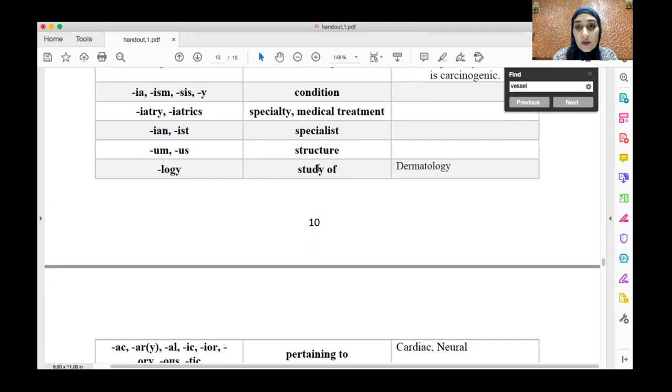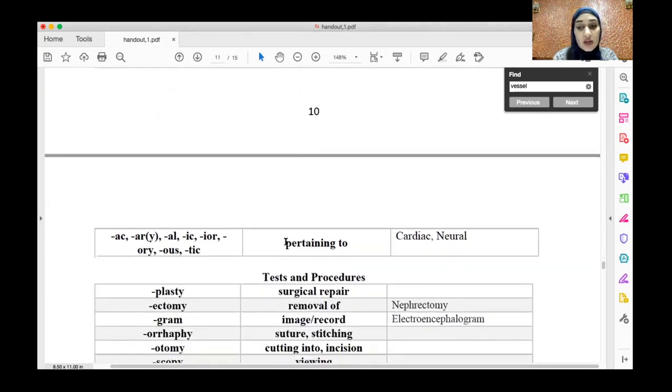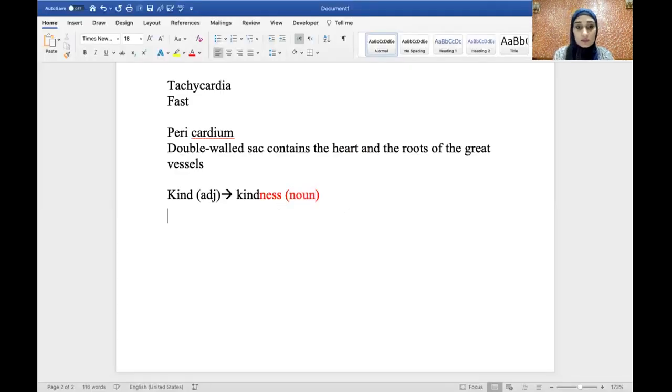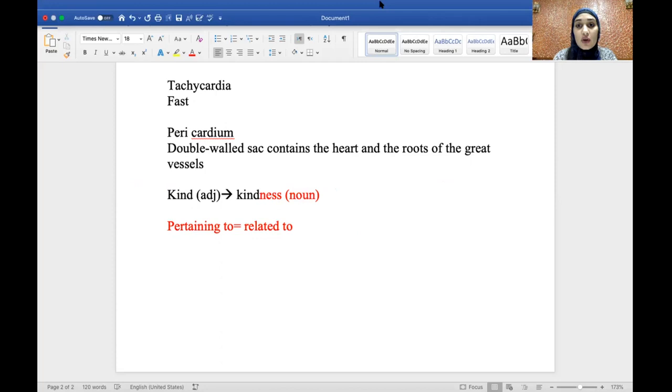Logy means study of, like dermatology, cardiology. These suffixes mean pertaining to. What is the meaning of pertaining to? Pertaining to means related to. So when I say, for example, pertaining to the heart, it means related to the heart.